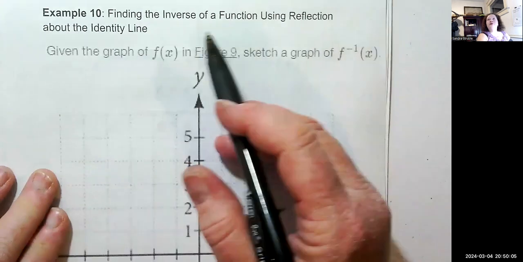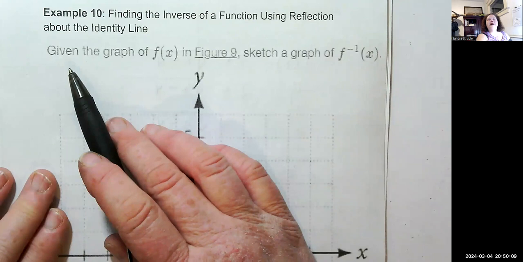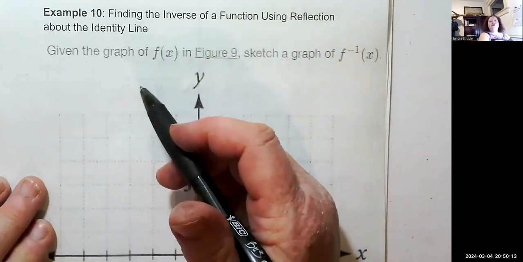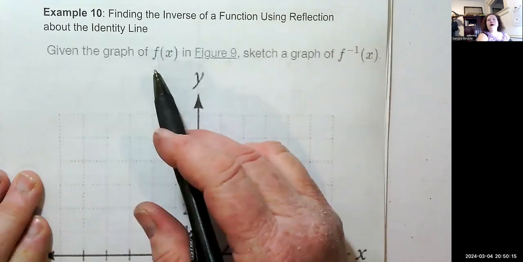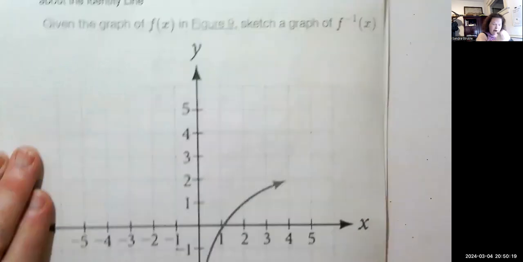All right, we're going to find the inverse of a function using the reflection about the identity line. Identity line is just one of your toolkit functions. Given the graph f of x that's provided here, sketch the graph of the inverse of f.